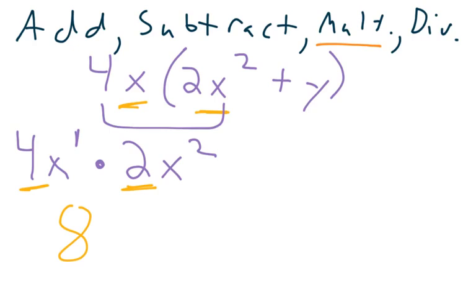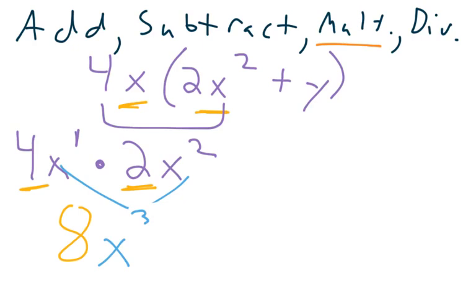Now, because these two have the same letters, that x letter is going to come down. But since I'm multiplying variables, I'm going to add their exponents together. So I end up with 8x, and then it's 2 plus 1. And what is 2 plus 1? We get 3. So we get 8x to the third.